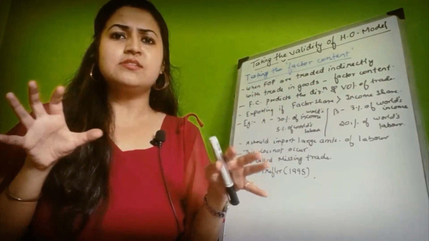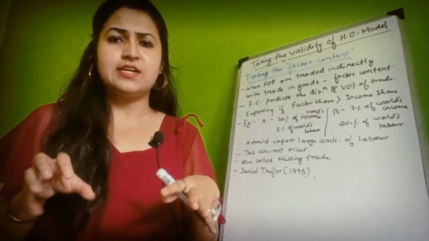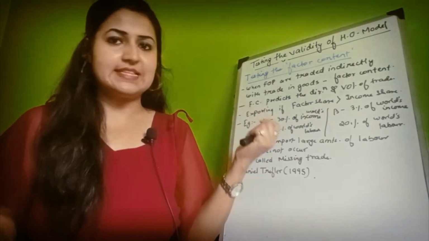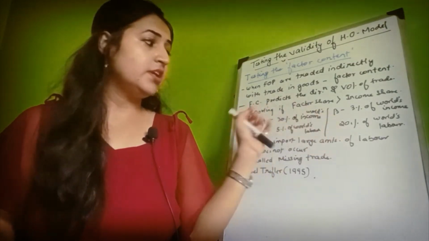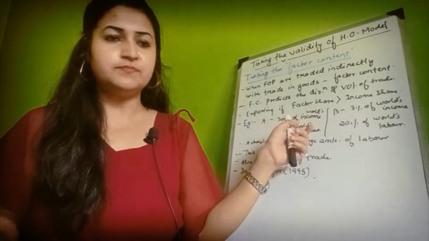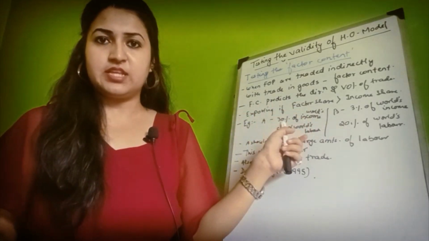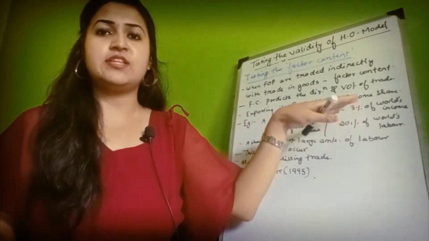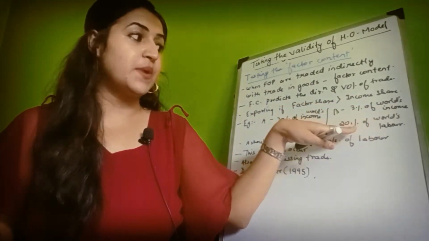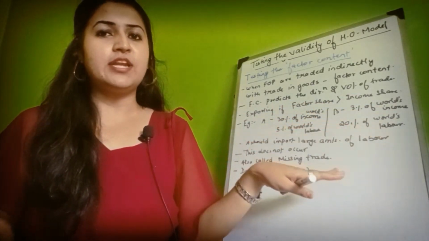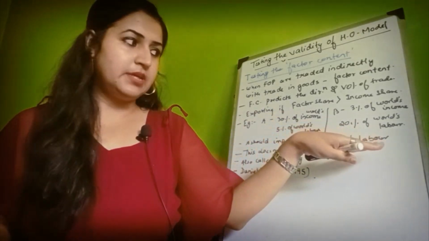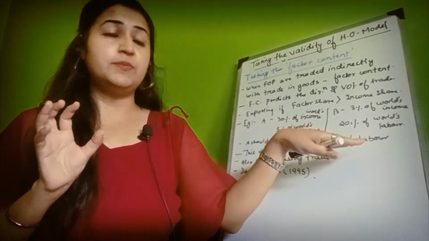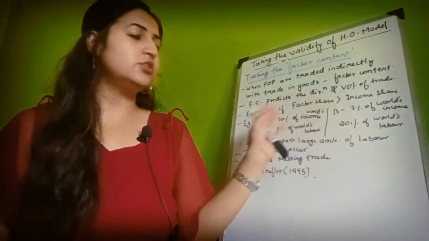Now, all this seems to be quite complicated. Let us simplify it with the help of an example. Let us assume there are 2 countries, A and B. A holds 30% of the world's income and also 5% of the world's labor. On the other hand, B is a country that holds 3% of the world's income and 20% of the world's labor. According to this HO model, A should import large amounts of labor from country B, and country B should export more labor to country A.